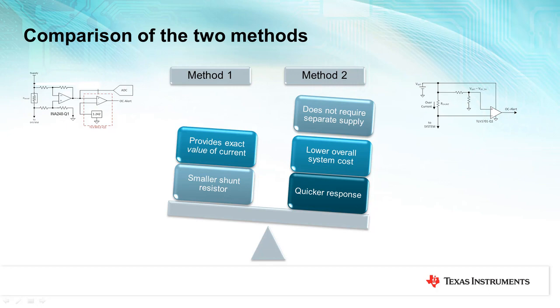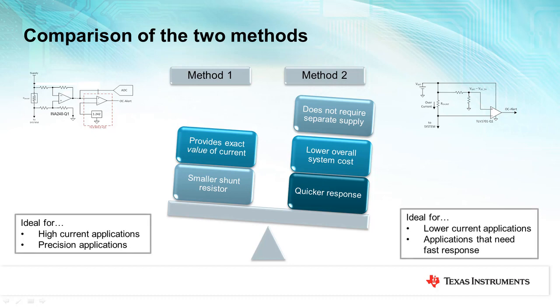Method 2 is great for lower cost systems that simply need to do a quick check if the current is too high. Method 2 is easy to design and is fast acting, making it ideal for any application that does not require a precision reading of the current. It is also preferable in lower current systems that can afford the larger shunt resistor power loss. The scale can tip either way depending on your system needs, but the key here is that no matter what application you have, TI has solutions for current sensing that will fit into any automotive system.